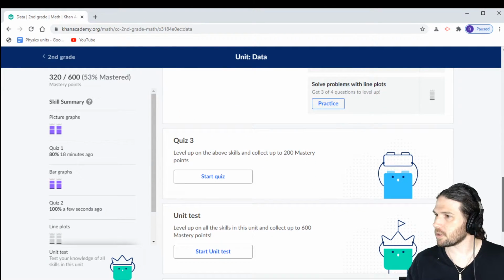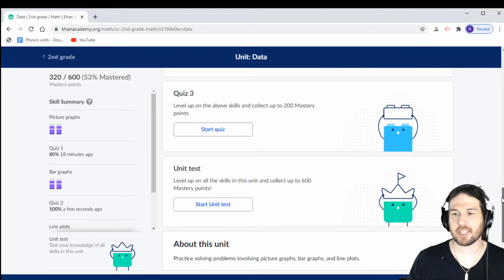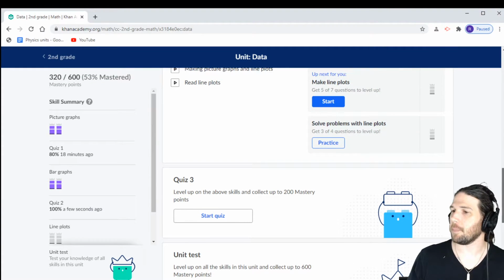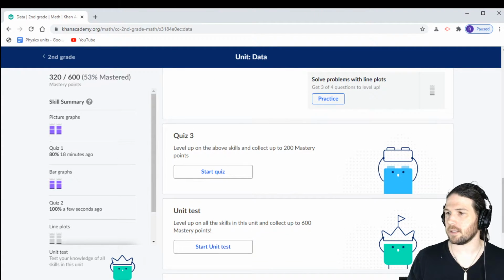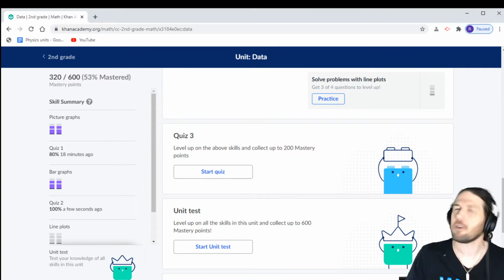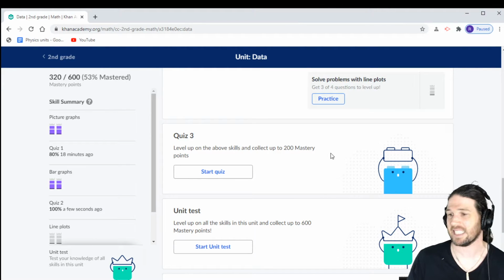Okay, we're almost there. It is 1 hour and 52 minutes. We have 8 minutes left in this stream. I figure we'll be able to get through line plots, quiz 3, and unit test. We'll go a little bit over 2 hours, but that's okay. We don't have to be exactly 2 hours.